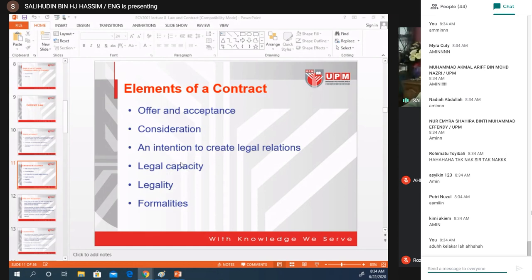The fourth one is legal capacity. Means what? The parties in the contract, the offerer and the acceptor, must have a legal capacity to represent and sign the contract.